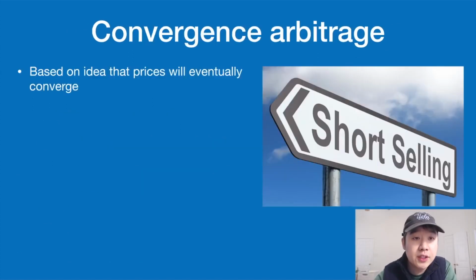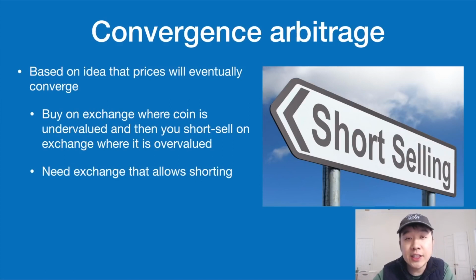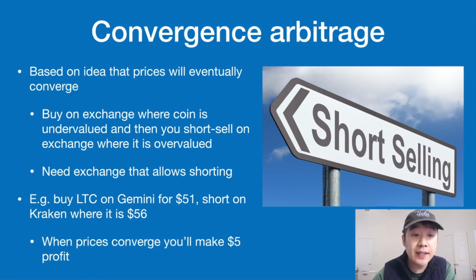Next up, convergence arbitrage. This is based on the idea that when there are market inefficiencies, eventually the prices will converge due to other people, for example, taking advantage of arbitrage opportunities. So what you can do is buy this coin on an exchange where it's undervalued, and then short sell it on an exchange where it's overvalued. Of course, you need to find an exchange that allows shorting of that particular coin. Here's an example: buy Litecoin on Gemini for $51, and then short it on Kraken where it's $56. When the prices converge, you'll have made $5 worth of profit. Of course, shorting is kind of complicated and not for newbies, so please do a lot of research and testing before you end up trying this.